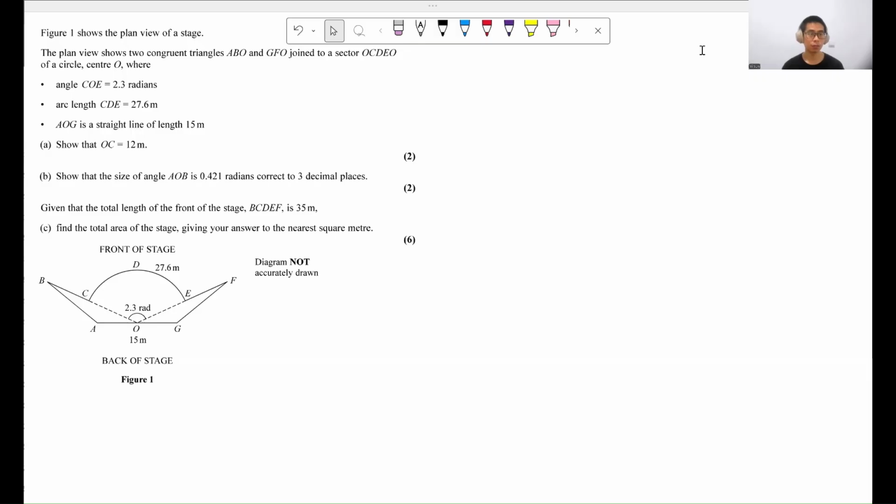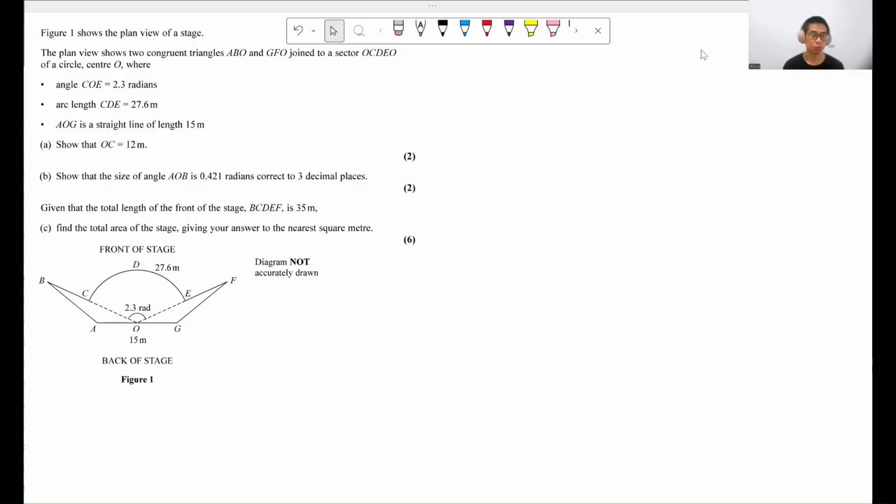Question 8. Figure 1 shows the plan view of a stage. The plan view shows two congruent triangles ABO and GFO. Congruent just means those two triangles are exactly the same. And then draw a sector OCDEO of a circle, center O, where the angle COE is 2.3 radians, arc length CDE is 27.6, and AOG is a straight line of length 15 meters.